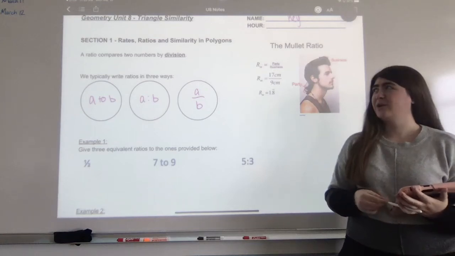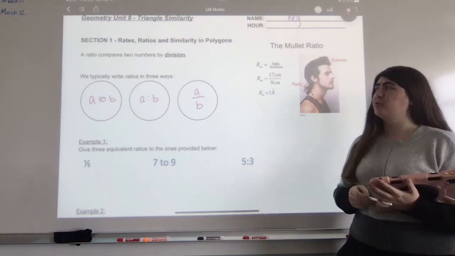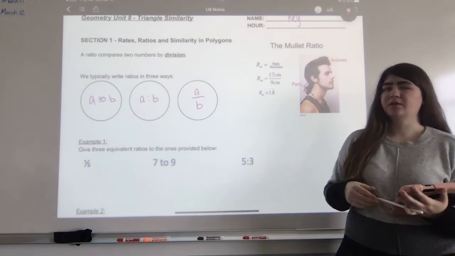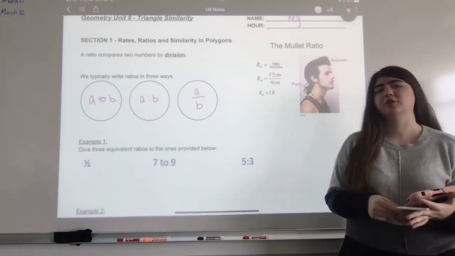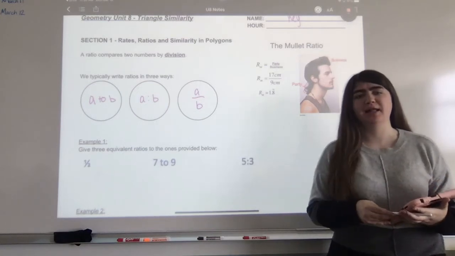Everyone. Today we are beginning Unit 8, Triangle Similarity. We will have a few proofs where we are proving that triangles are similar, and that will be coming in some later sections, but today we are looking at Section 1, which is Rates, Ratios, and Similarity in Polygons.